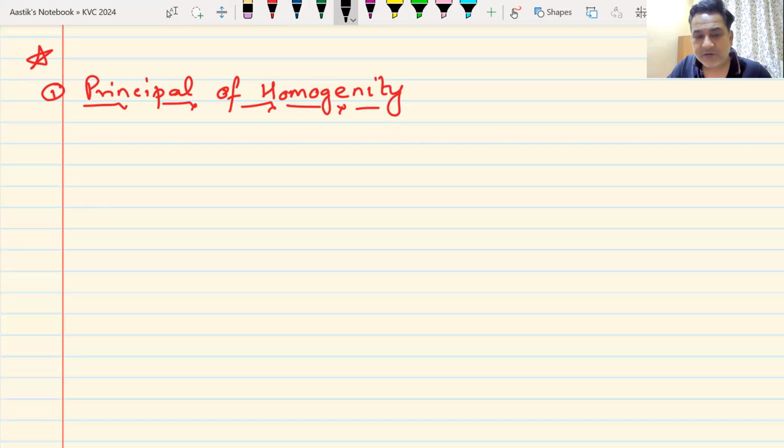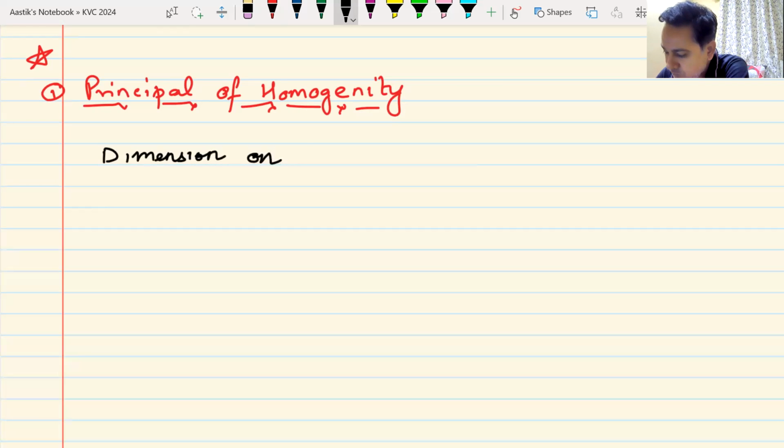We'll have some physical quantity on the left hand side. We have some physical quantity on the right hand side. And if this equation is correct, the dimension on left hand side should be equal to the dimension on right hand side. So this is known as the principle of homogeneity. The dimension on left hand side should be equal to the dimension on right hand side.